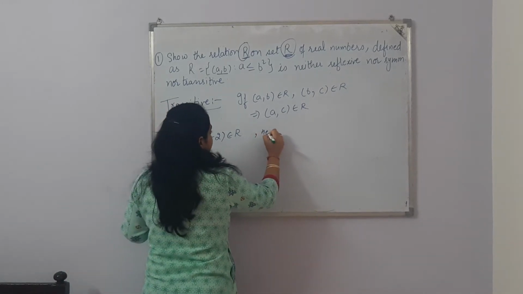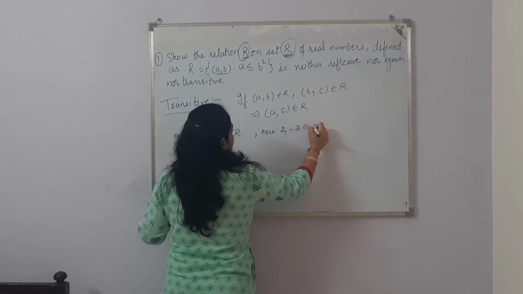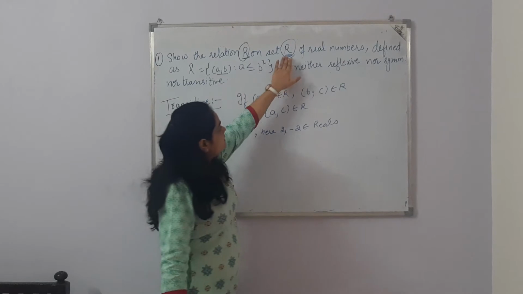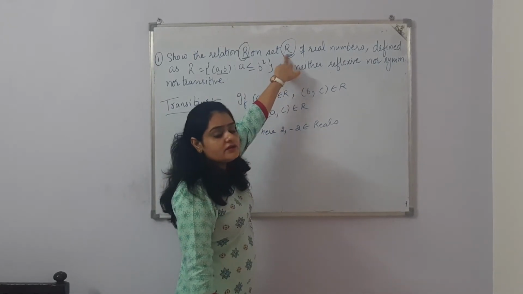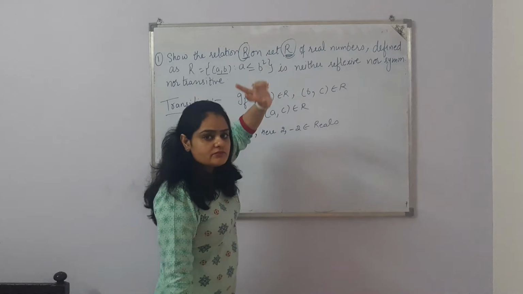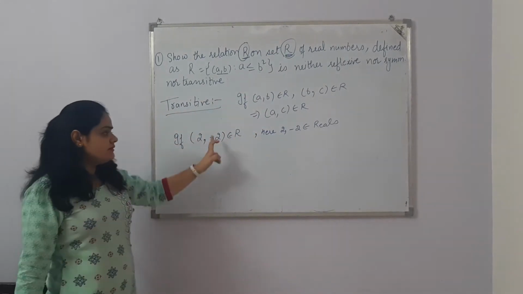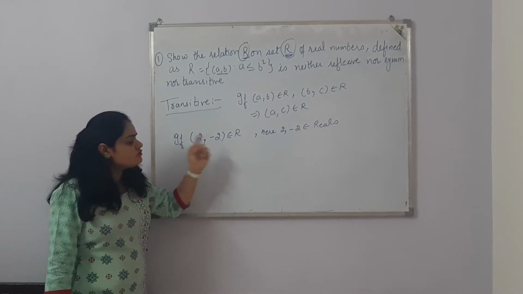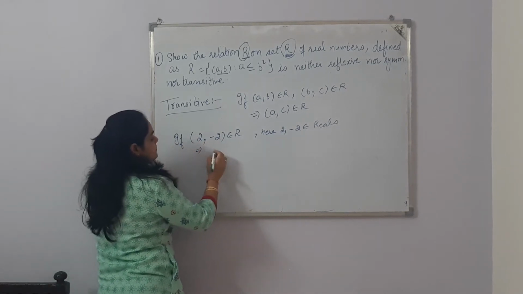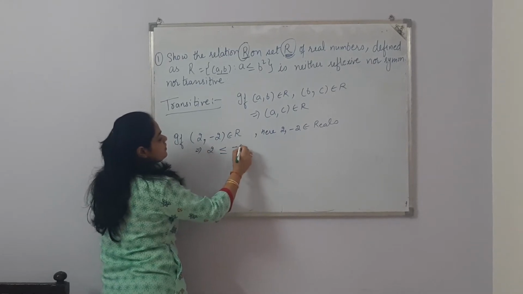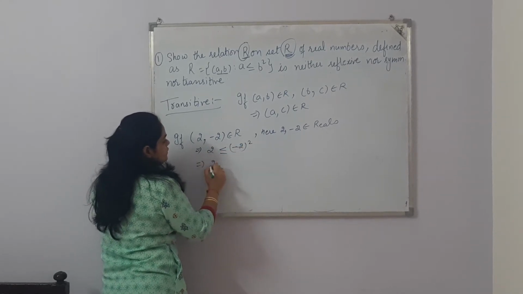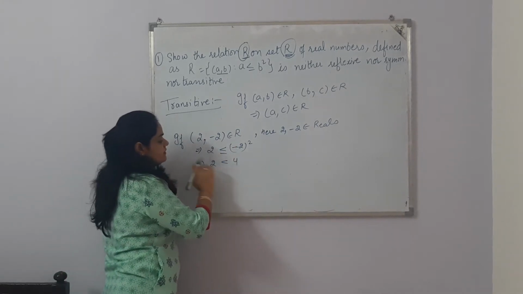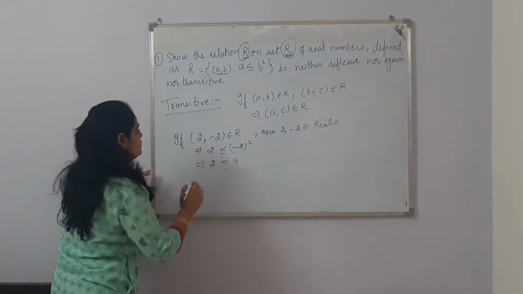Here 2 and -2 are both reals. Of course, this is the condition that R is for real numbers; we have to take numbers from the real number set. So 2 and -2 are both real numbers, and this becomes a relation. That means (2, -2) belongs to R. How? 2 is less than or equal to (-2) squared, sorry, it is 4. Of course, 2 is less than 4. It is true.